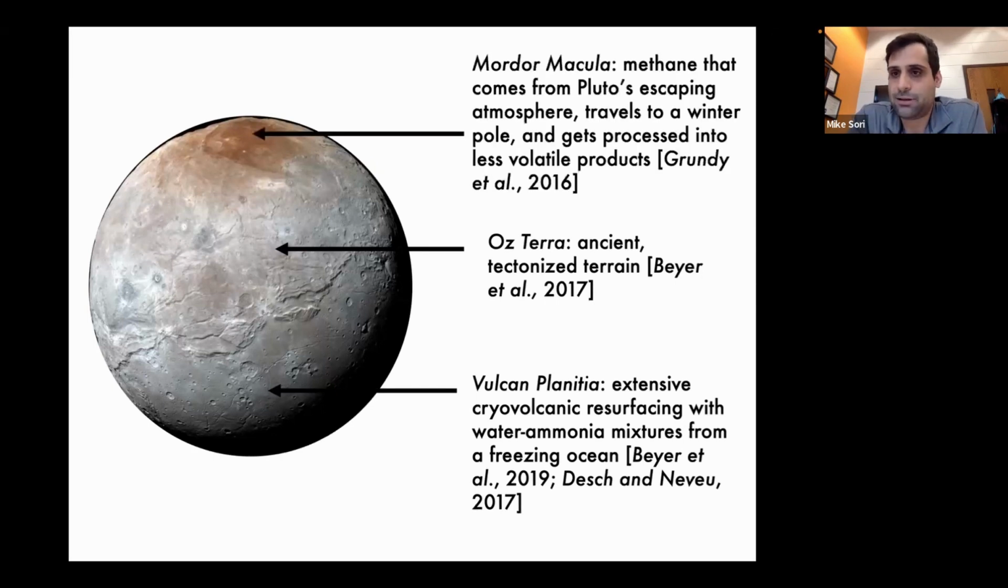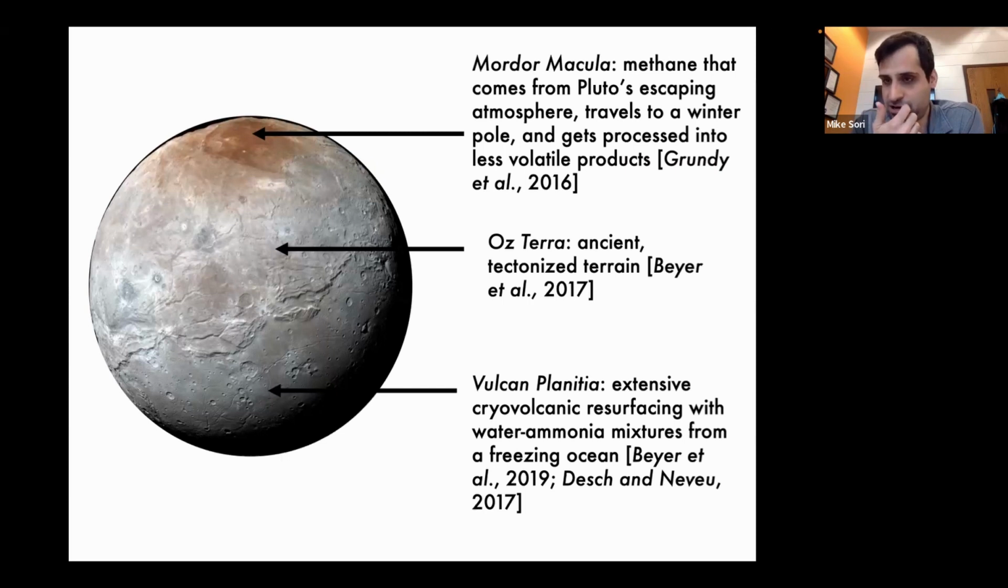And then on top is a region called Mordor Macula that has been proposed to be methane that escapes from Pluto's atmosphere, travels to Charon, transports to the winter pole, depending on the season, gets trapped at the winter pole and gets radiolytically processed into tholins or less volatile products over time.